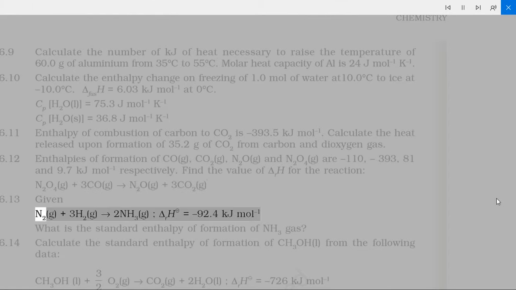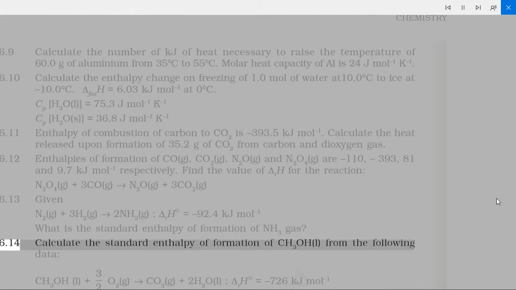6.13 Given N2(g) + 3H2(g) → 2NH3(g), ΔrH° = -92.4 kJ mol⁻¹. What is the standard enthalpy of formation of NH3 gas?